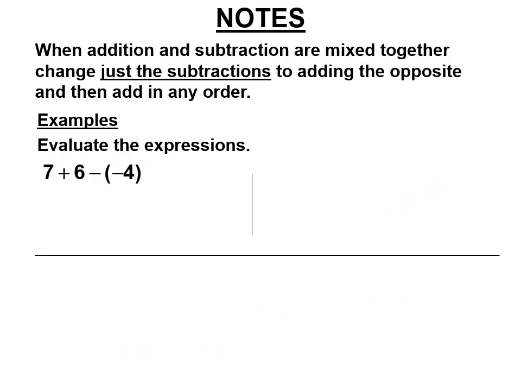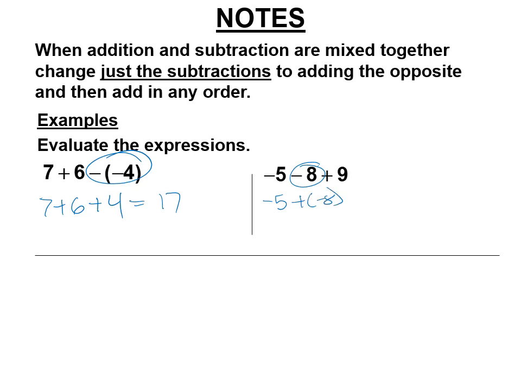When adding and subtracting are mixed together, you just change the subtractions to adding the opposite. 7 plus 6 plus 4, right? You only change that one to adding the opposite, and those add up to 17. You leave the first number the same, and the subtractions get changed to adding the opposite.